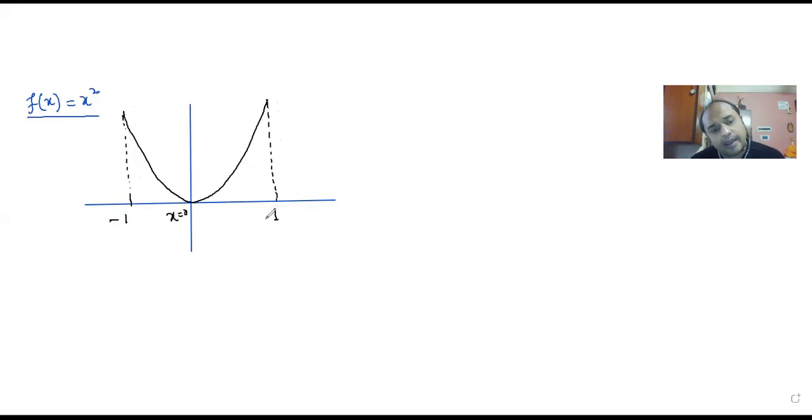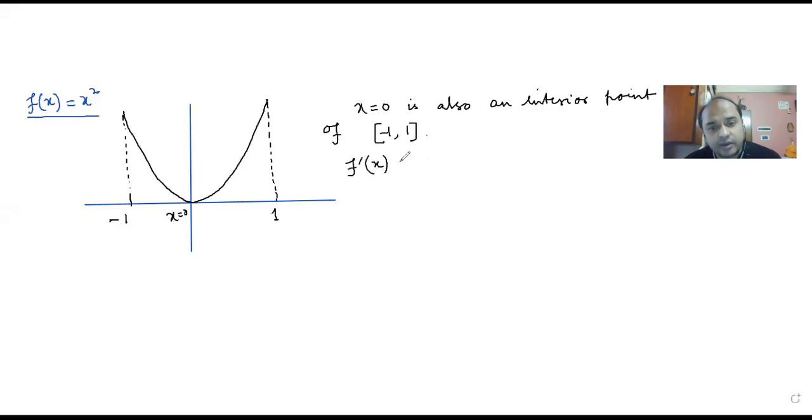Okay, and you see that in this particular case x equal to 0 is also an interior point of the domain -1 and 1. What is f dash x? F dash x is twice x. Okay, and since 0 is the interior point, we see automatically that f dash 0 is equal to 0.